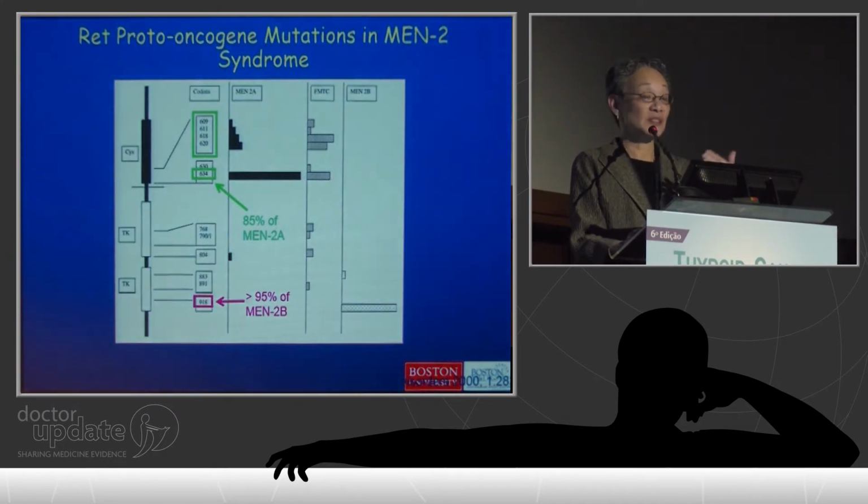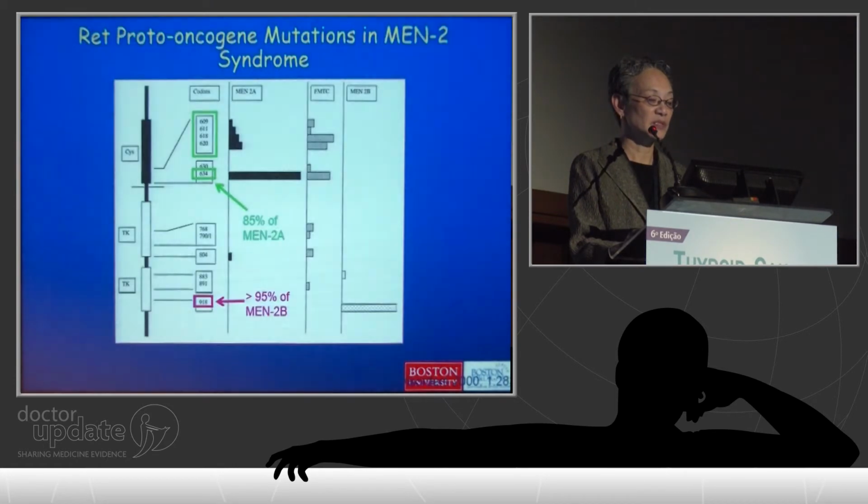I'm not going to go through this because it was beautifully covered in the last talk. We do want to get the RET mutations. This particular patient was RET negative. He was sporadic.